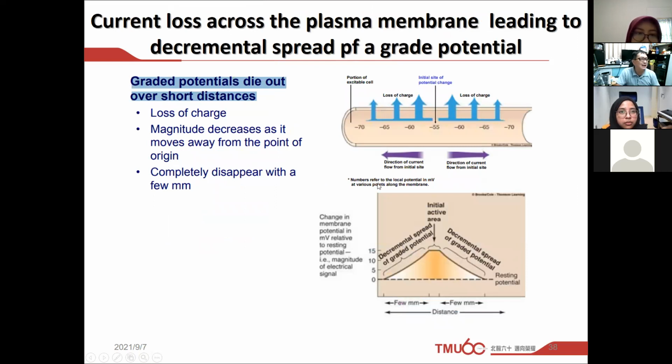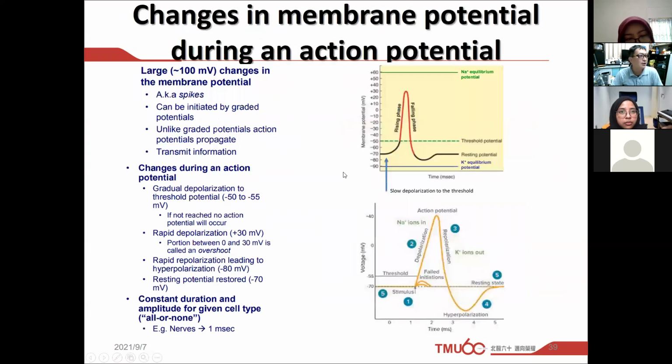And they also last very, very shortly. They do not stand very long. It's transient. And you can see that they go just nearby. They change from -55 to -70 in a certain area only.